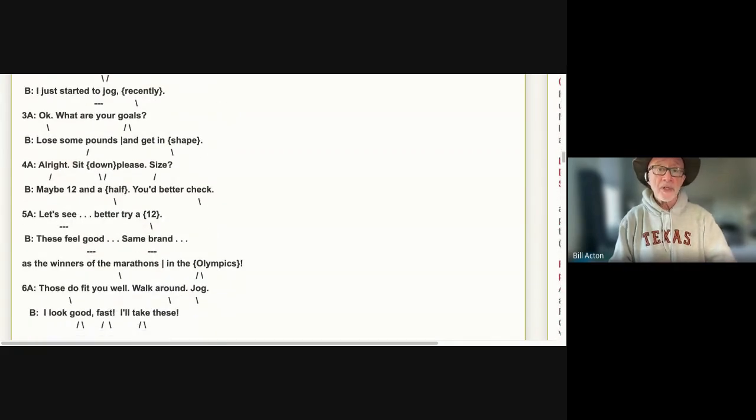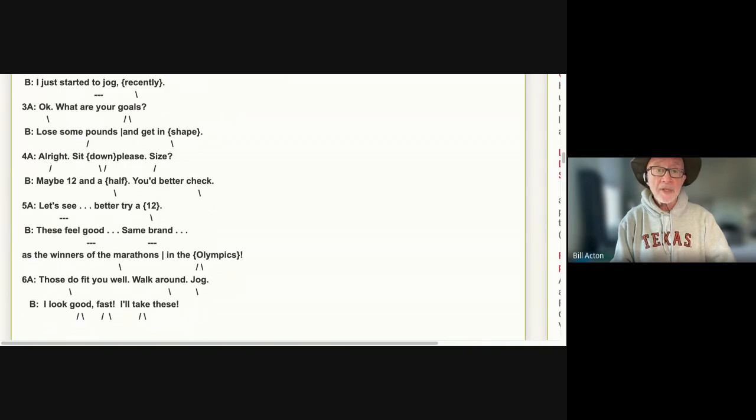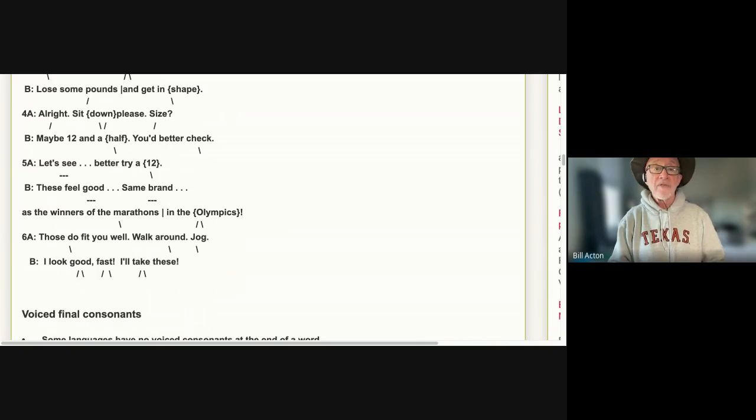3A, what do we got here? Goals. 3B, lose, another Z, good one. Lose. Some pounds, there's pounds. So it's Z, instead of Z, I'm going to say Z. Pounds. Isn't that cool? And the T, I'm saying ant. And get in shape. 4A, what do we got here? Down, please, in size. So please, size. No air coming out on that final sound. And maybe 12, or 12 with a V on the end.